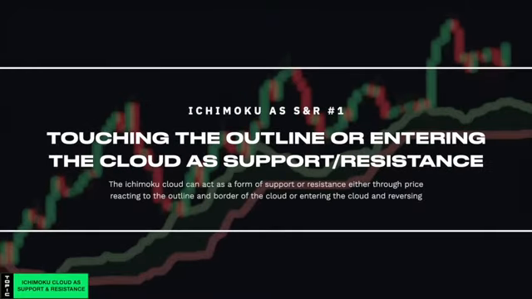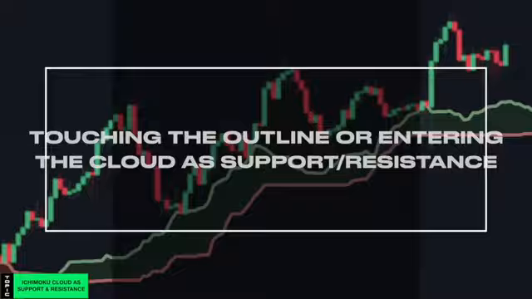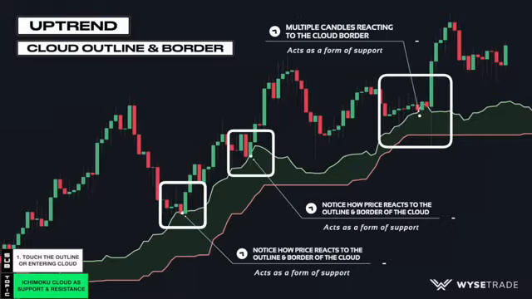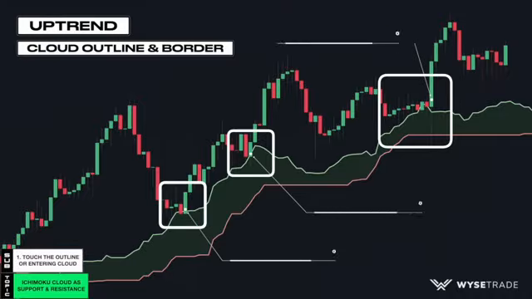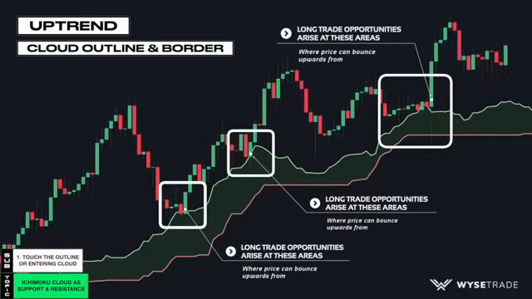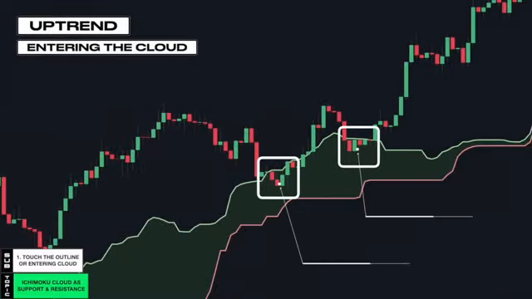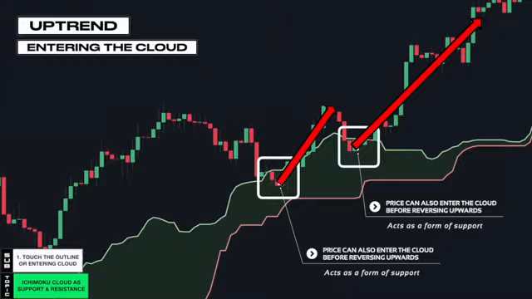So the Ichimoku cloud can be used as a form of support and resistance. Starting in an uptrend, when price is above the cloud and price pulls back to the cloud, notice how it reacts to the outline of the cloud and cloud border, acting as a form of support. What this means is long trade opportunities arise at these areas where price can bounce upwards from.